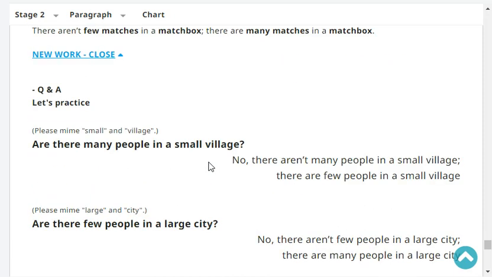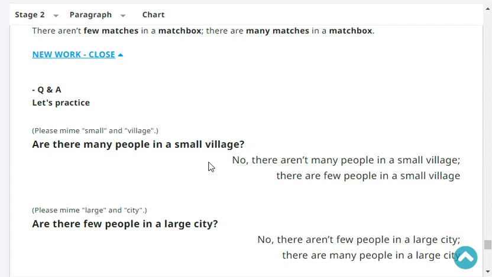Okay, let's practice. Are there many people in a small village? No, there aren't. There aren't many people in a small village. There are few people.